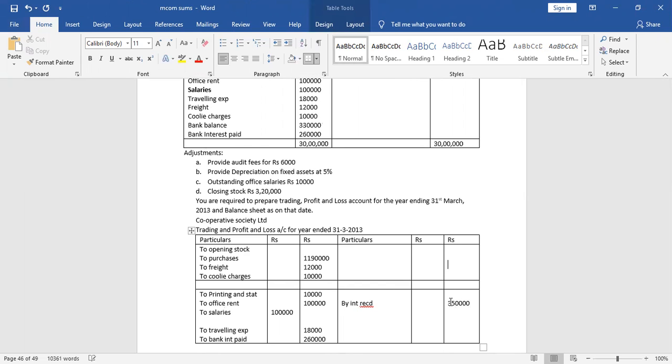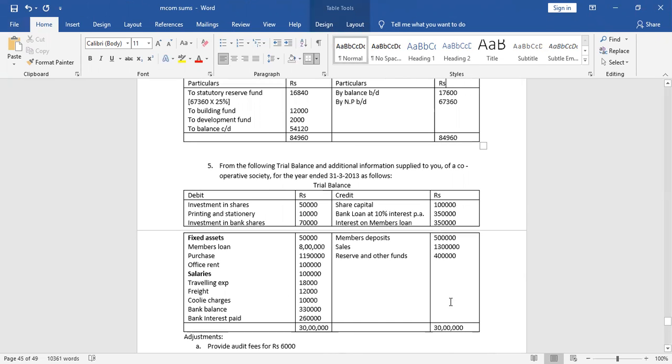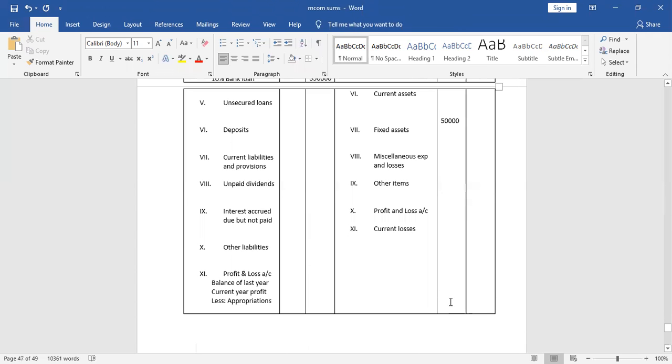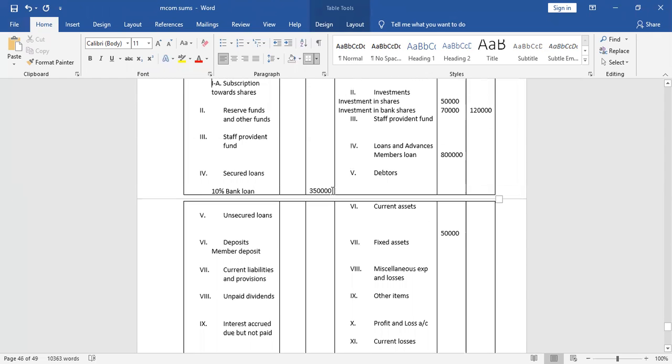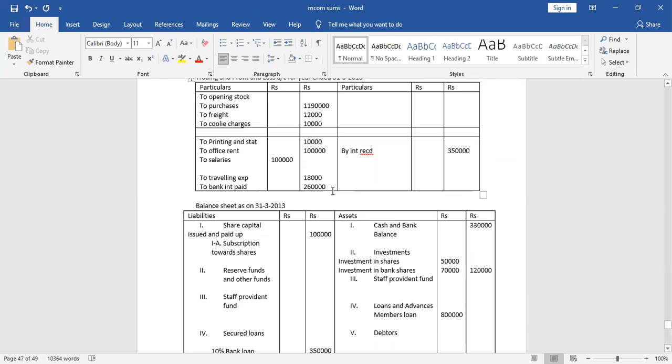3,50,000. Then what do we have? Then we have members' deposit in the deposit column, 5 lakh. I will write in the deposit column, member deposit 5 lakh. Now what else is there?